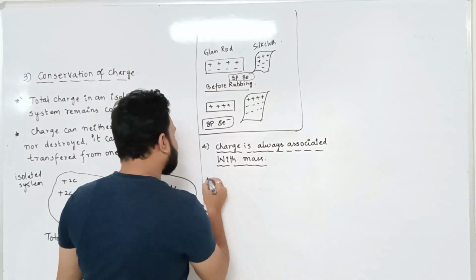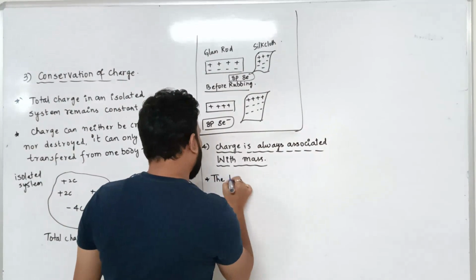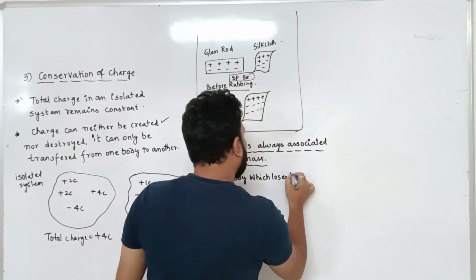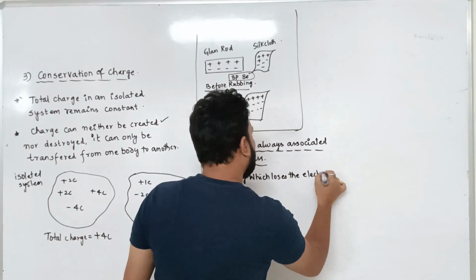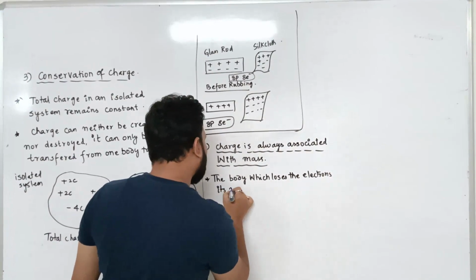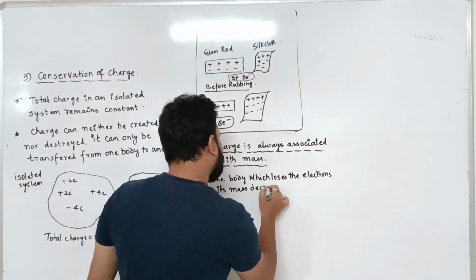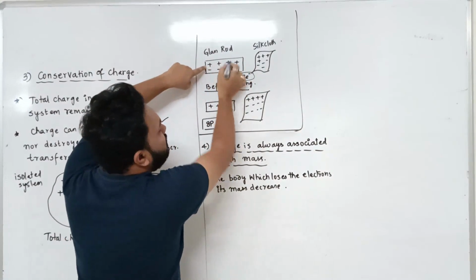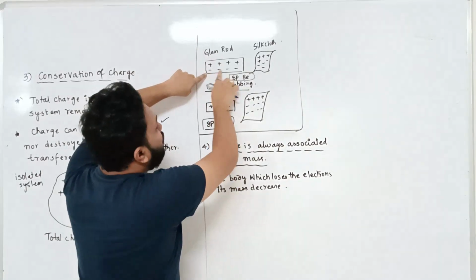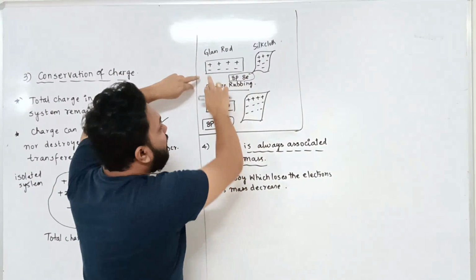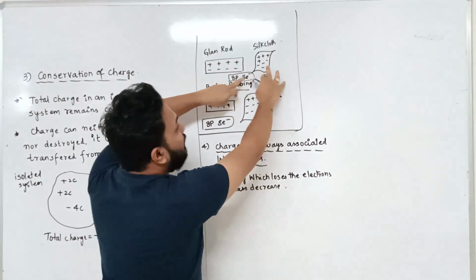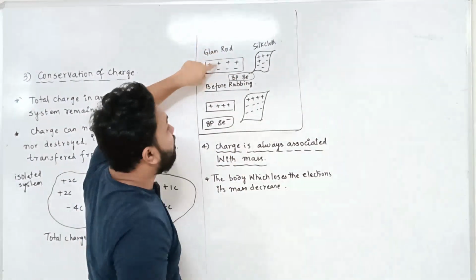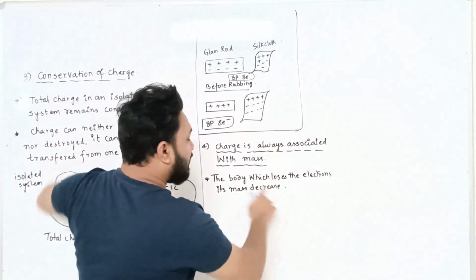Suppose the body which loses the electrons, its mass decreases, correct? Here the electrons' mass and the protons' mass were there, 4 into 9.1 into 10 to the power minus 31. If the electrons are transferring to the other body, the mass will decrease in this body since it loses the electrons. इसका मतलब the mass is decreasing in the glass rod.